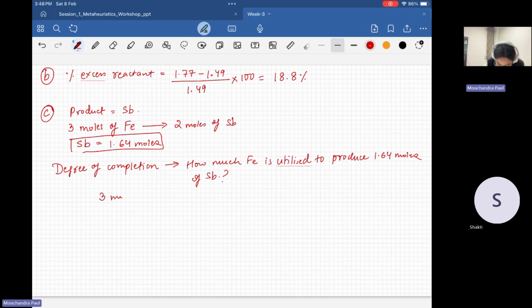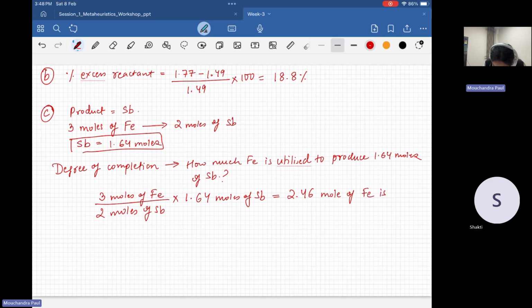So we know 3 moles of Fe is needed for 2 moles of Sb, and we have produced 1.64 moles of Sb. So how much Fe is utilized? This is the question. 1.5 times 1.64, so 2.46 moles of Fe is utilized.